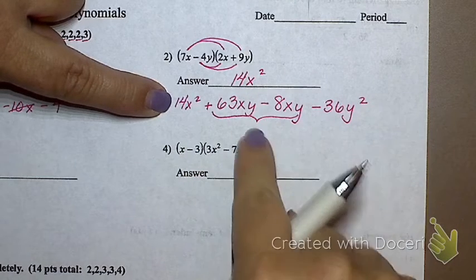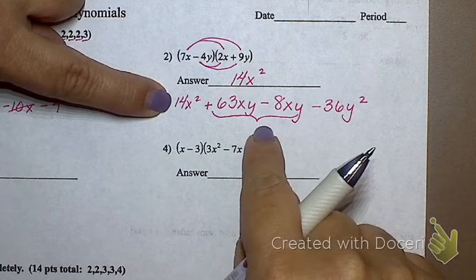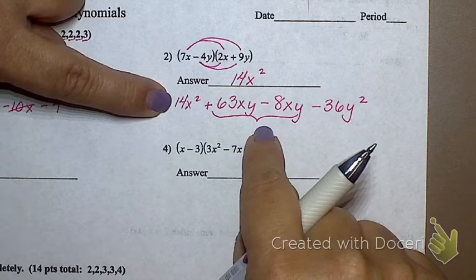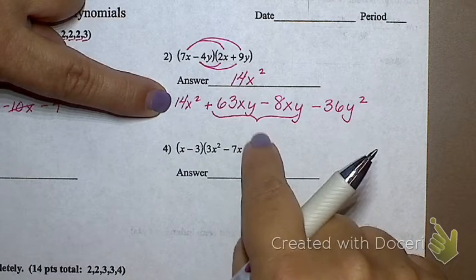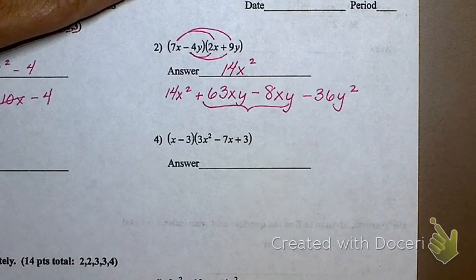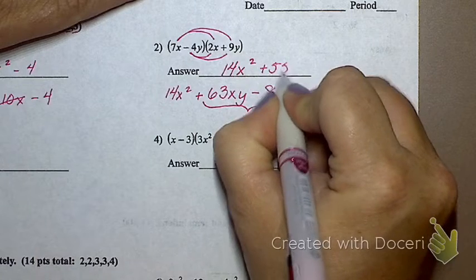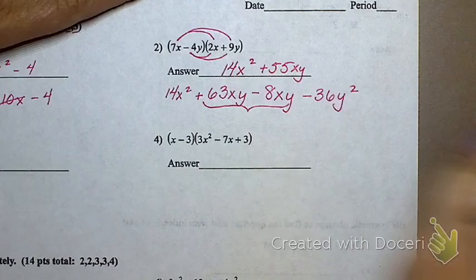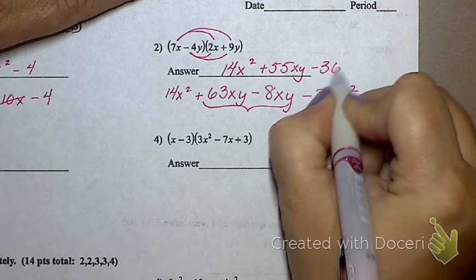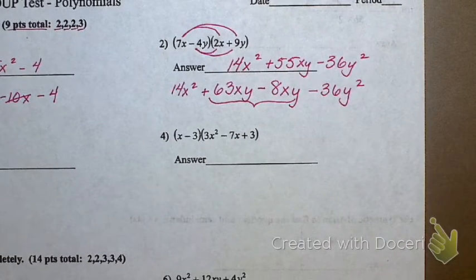Why does this have to come before y squared? Because it has x to the first, and x is what's giving me standard form. So I have x to the second, now I do x to the first. What is 63 minus 8? So I have positive 55xy, and then I have my minus 36y squared. There's my answer in standard form. Questions there?